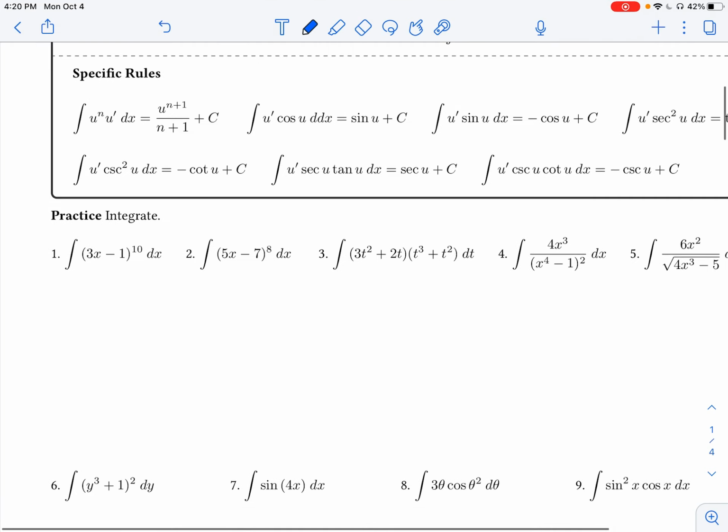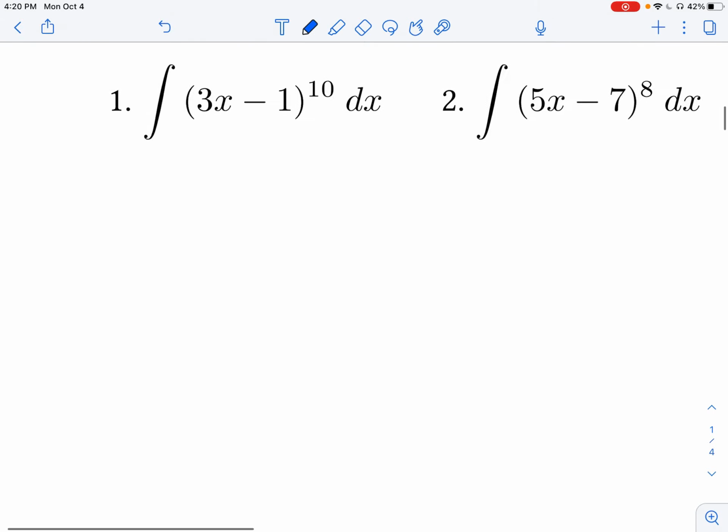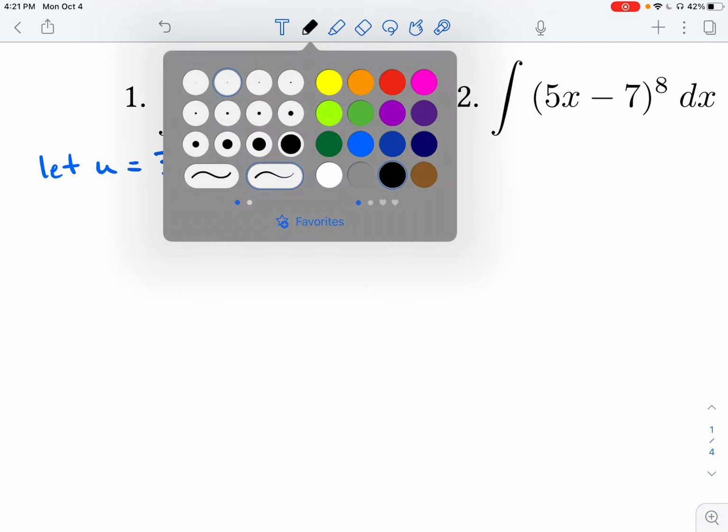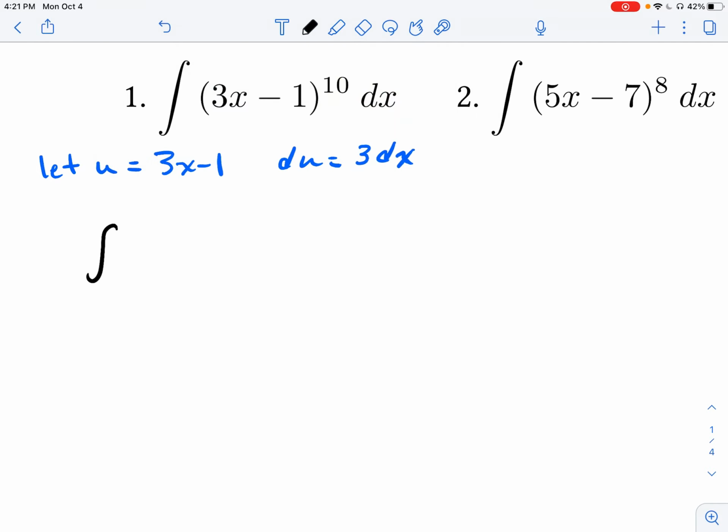Let's start with this very first problem here. Let's start with number 1. Okay, so for number 1 here, I'm going to employ u substitution. Now, it's pretty clear here what our u needs to be. We would say that let u be equal to 3x minus 1, in which case du would be equal to 3 dx. Now, in order for us to integrate here, I can replace that 3x minus 1 and write it u to the 10th. But I can't quite write du just yet, because du is equal to 3 dx.